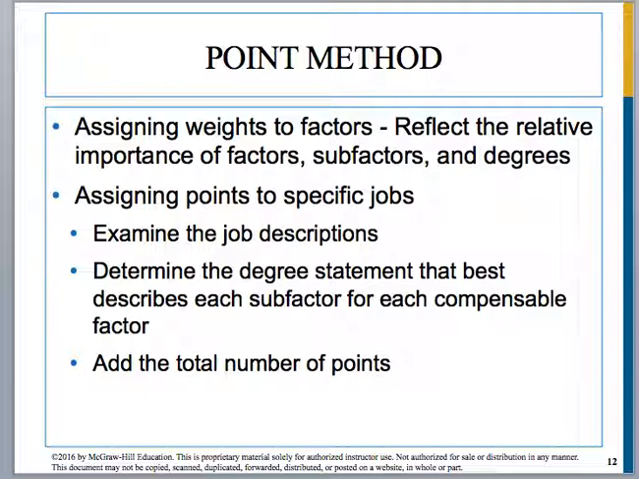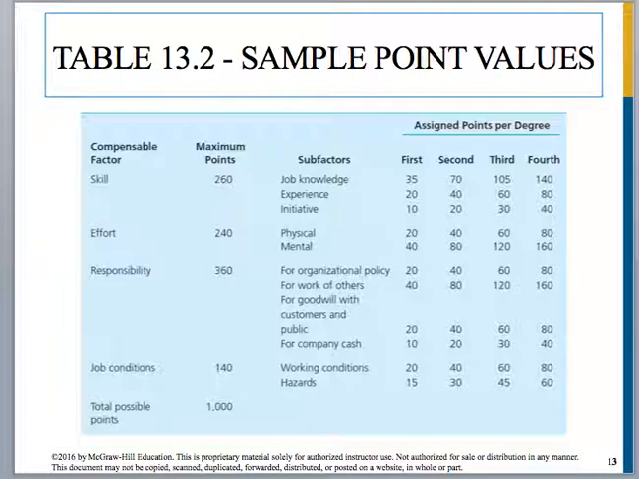Now, the point method assigns weights to factors, so it reflects the relative importance of factors, of subfactors, and of the degrees. You're assigning points to specific jobs. You examine the job descriptions, determine the degree statement that best describes each subfactor for each of those compensable factors, and then add up the total number of points. From there, you'll have a specific assigned point value for that particular job. Here's a sample of certain point values in Table 13.2.